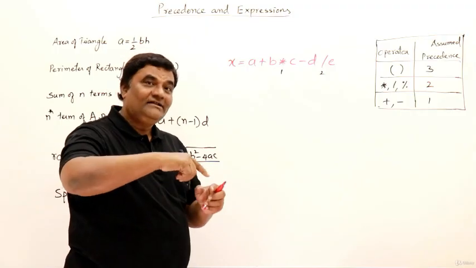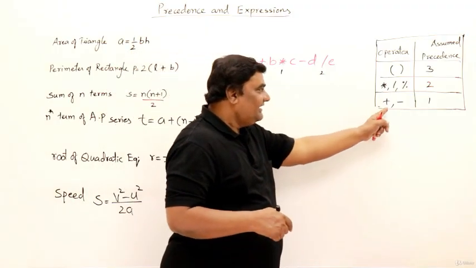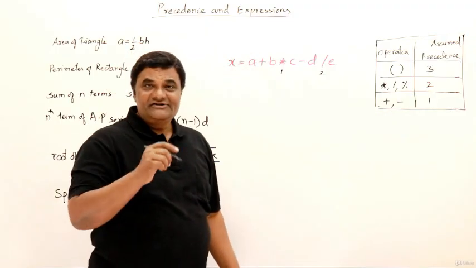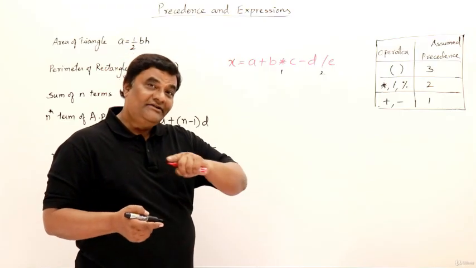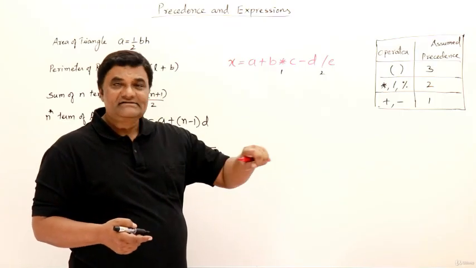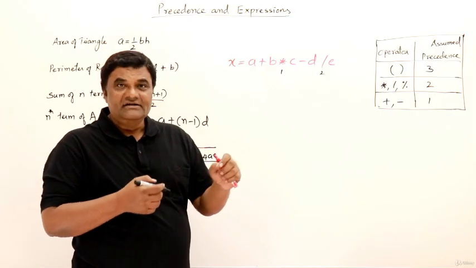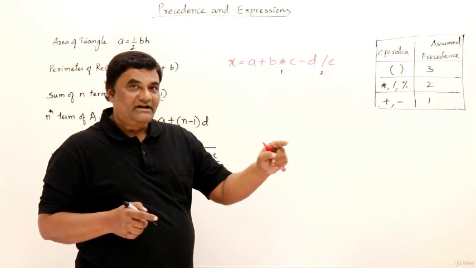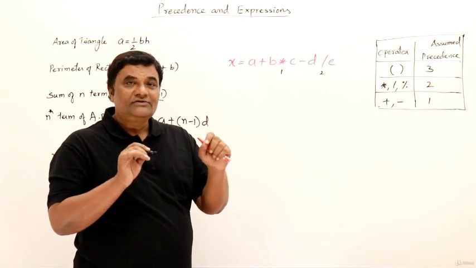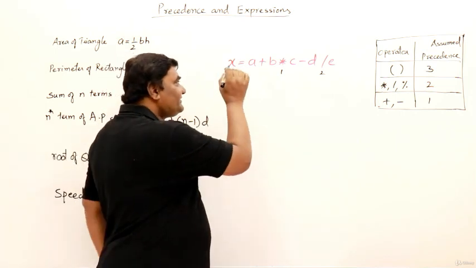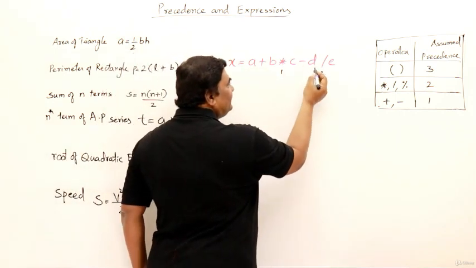Then after that, the lower precedence is for addition and subtraction. They get executed. So we have both. Which one will get executed first? So again, left to right. See, this left to right is actually called associativity. So the associativity is left to right. We will learn about associativity some other time. So first this one gets executed, then this one.